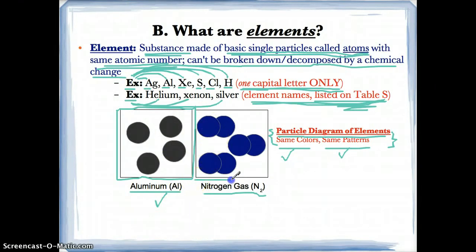Let's draw our second example of an element, which is nitrogen gas, or N2. Let's ignore this chemical name and this chemical symbol format, and just look at the diagram. Let's see if we have the same color everywhere.